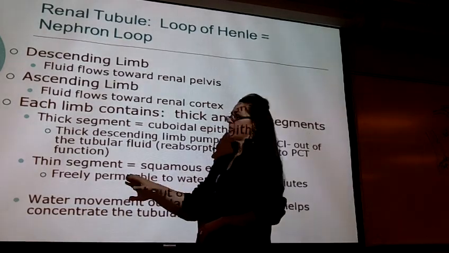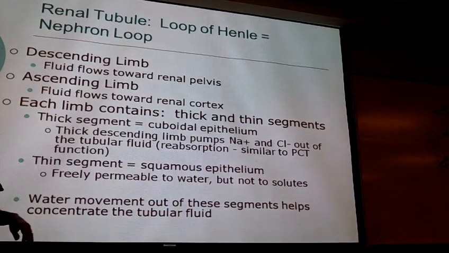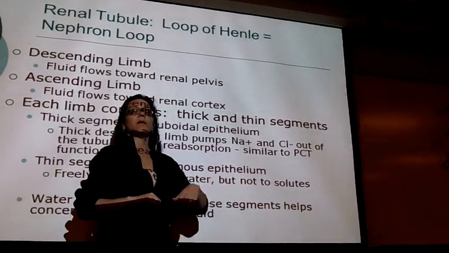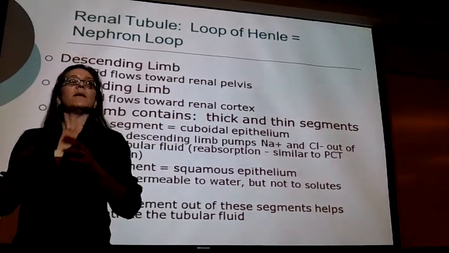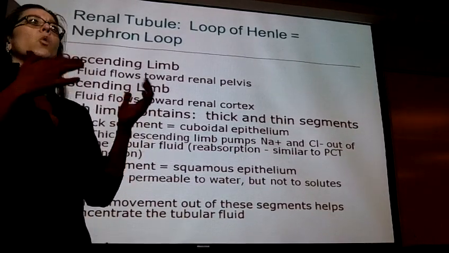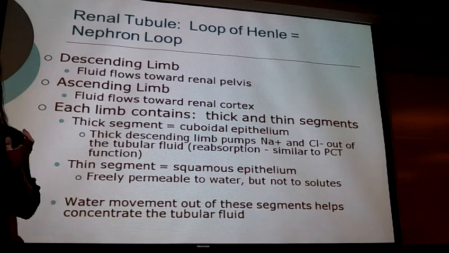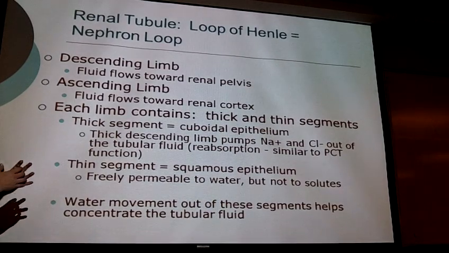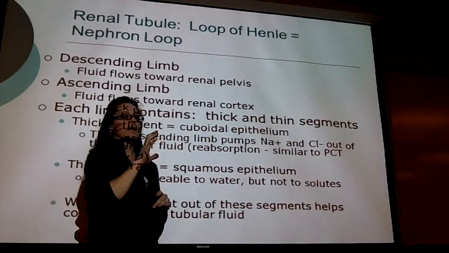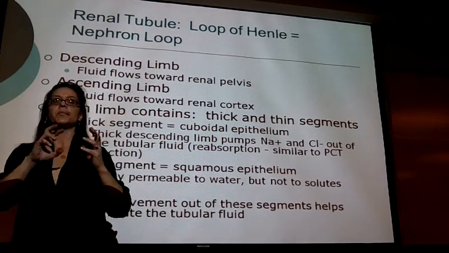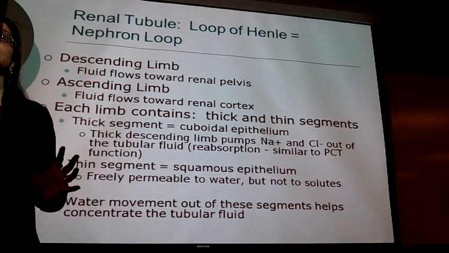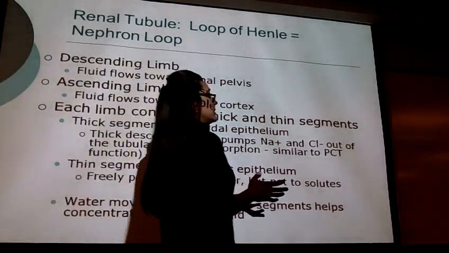We're going to see that the thin segment of these limbs is freely permeable to water, but not to any of the other solutes. Now that's going to be important when we look and see exactly how water and sodium and chloride are getting reabsorbed. We're going to see that because different parts of the loop of Henle are permeable to some things but not others, it's going to set up various concentration gradients.